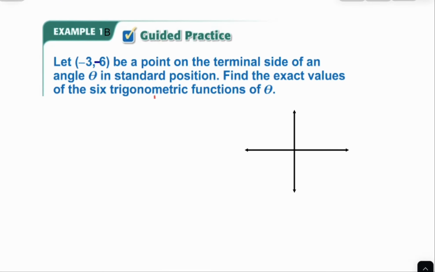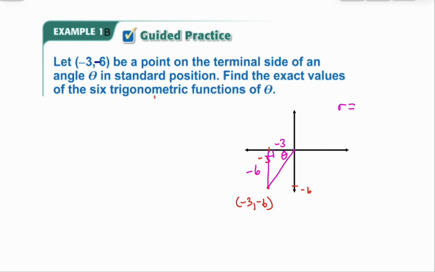Now let's do another one. The point is -3, -6. So we find our point, we can label it. That would get us into our third quadrant. We're going to connect it to the origin, and connect it to the x-axis to form a right angle. Theta always goes by the origin. Let's put on our sides, -3 here, -6 there.